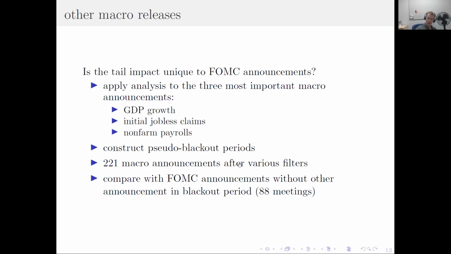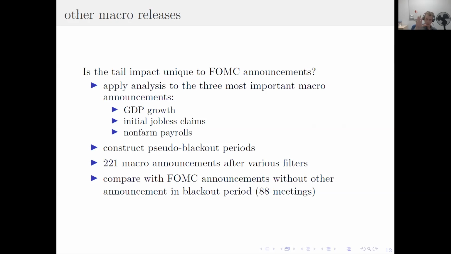And then for each of these announcements, we construct a pseudo blackout period, right? So we again look at whatever happens before the announcement to compare these two analyses to one another. After various filters, for example, that none of these macro releases can fall within the blackout period of an FOMC announcement and some others, we're left with 221 macro announcements that we analyze here. And we then compare these 221 macro announcements with those FOMC announcements that do not have another macro release in their blackout period, which are 88 in our setting. Now, with this, looking at these macro releases, we try to answer two questions.